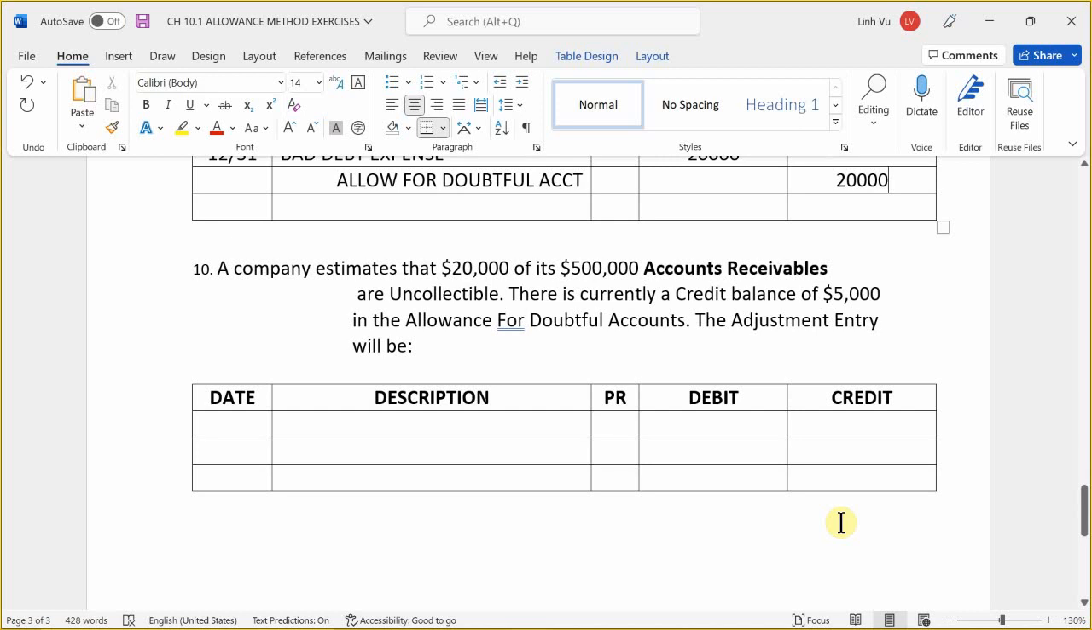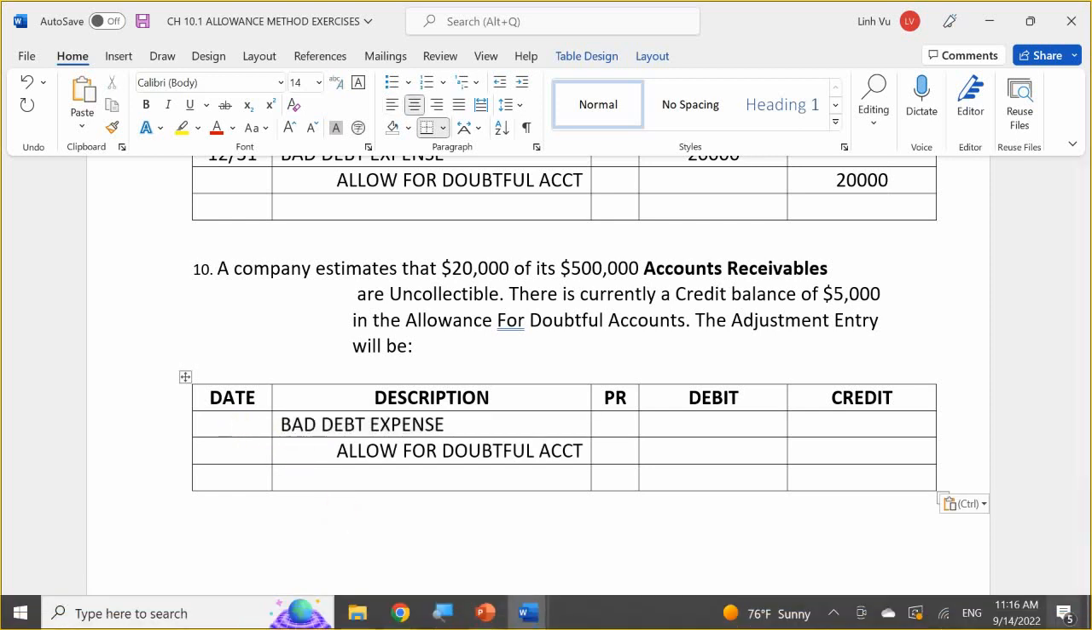If a company estimates that 20,000 of 500,000 accounts receivable is to be uncollectible, and this time there's currently a credit balance of $5,000 in the allowance for doubtful accounts, the adjustment entry will be... Okay. So we're back to the first one. Balance sheet. Yes.